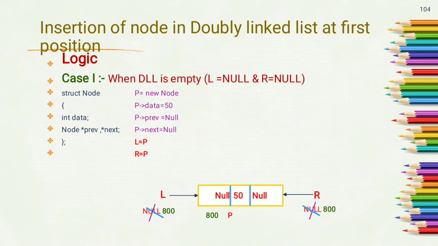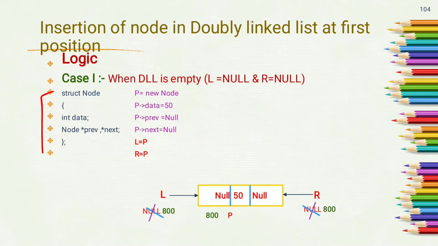So first logic is case 1, when doubly linked list is empty. When doubly linked list is empty, the value of L and R equals to null. We have to create a node P, and this node will be the first node of the doubly linked list. As we know that in doubly linked list there are two pointers required, previous and next. Previous pointer stores the address of previous node and next pointer stores the address of next node of given node.